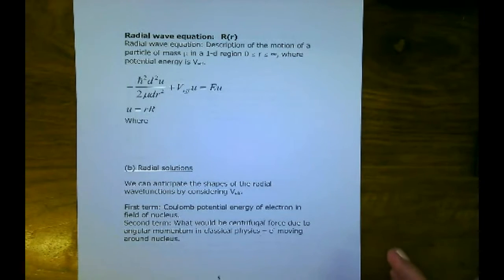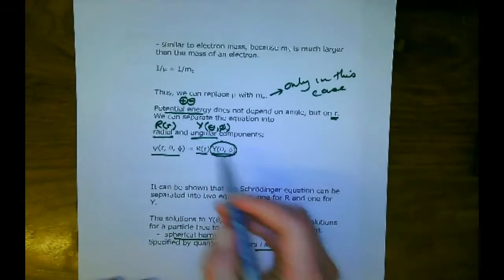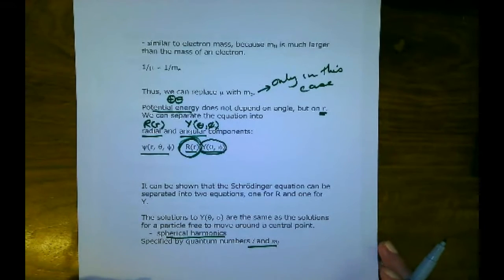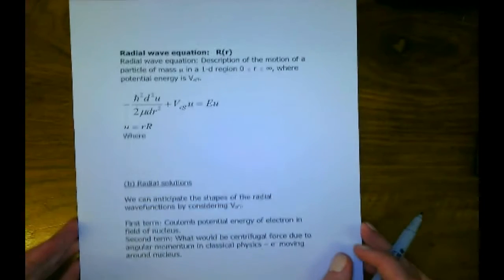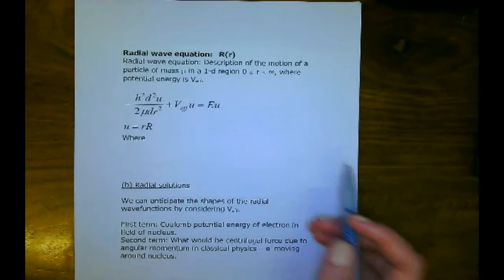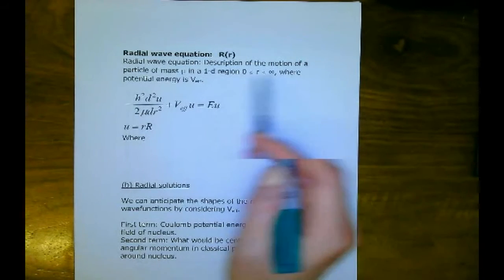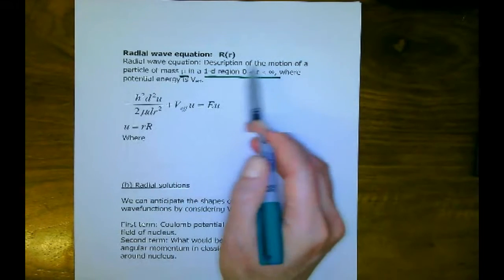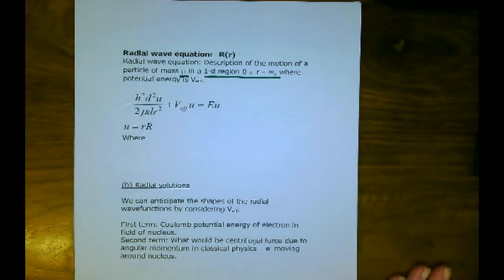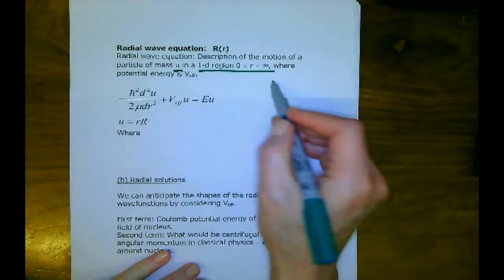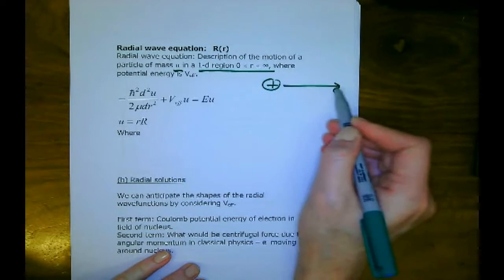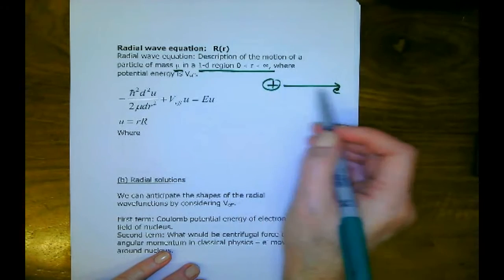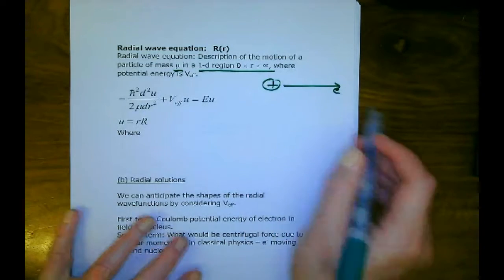So what is new that we need to add is this radial part to the wave function. And that we call the radial wave equation. And that focuses on the motion of a particle of mass mu in a 1D region where the radius is changing. So that is moving closer and further away from the nucleus. We've covered the angular part at constant radius. Now we are looking at this motion.